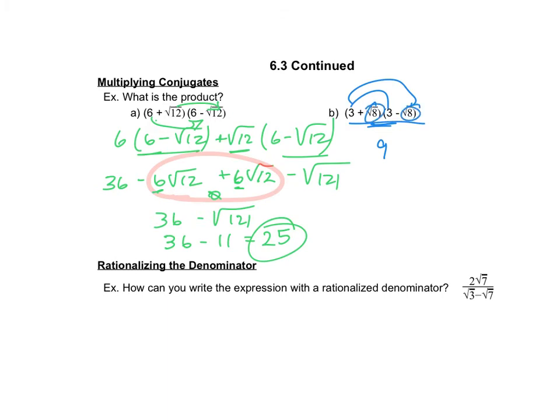I multiplied my first. My inner and outer cancel out, and then my last is going to be minus the square root of 64, or, sorry, 9 minus 8, or 1. So there we go. I skipped some of this step because we knew where we were going to be going with that center number.